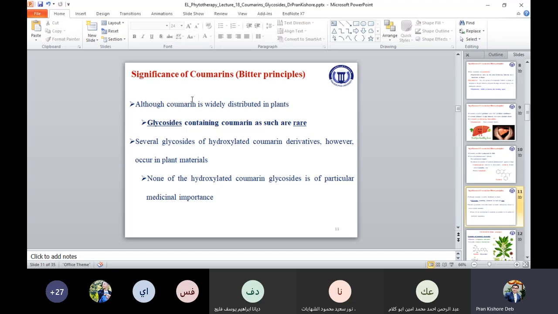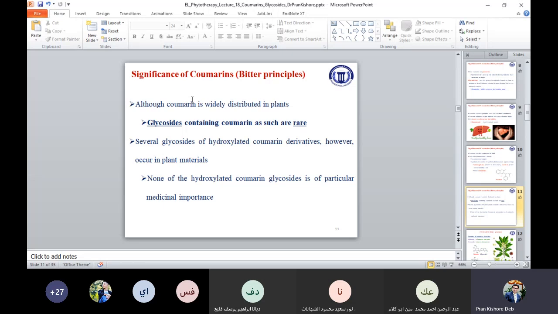We are studying, the chapter name is coumarin glycoside. And so far we have seen many types of glycoside, many classes of glycoside. Now, when it comes to coumarin, the special thing, 2 points you need to remember regarding the coumarin glycoside, very important. First point, the glycosides of coumarins are very rare in nature. Second, even though you find some glycosides, they do not have medicinal importance. So glycosides of coumarins are rare, and those which are present have less medicinal importance.